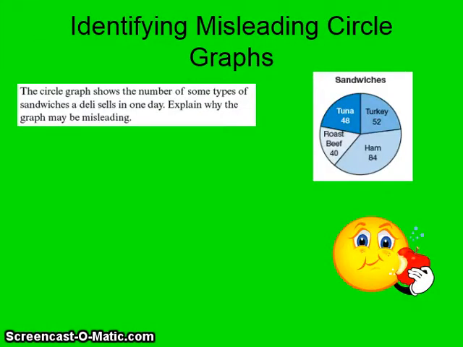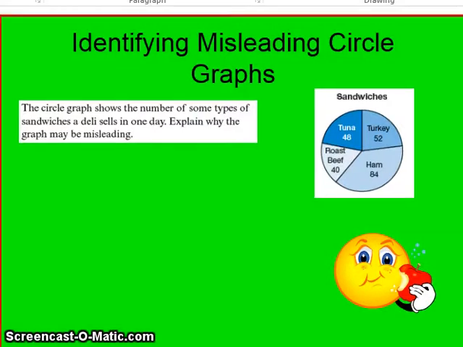Here's another example that needs to be in your notebook. The circle graph shows the number of some types of deli sandwiches a deli sells in one day. Explain why the graph may be misleading. So here's our graph. We've got sandwiches, and then it lists the different types of sandwiches in each section of the circle. So tuna 48, turkey 52, roast beef 40, ham 84. Now, it does say that it shows the number of types of deli sandwiches that they sell.